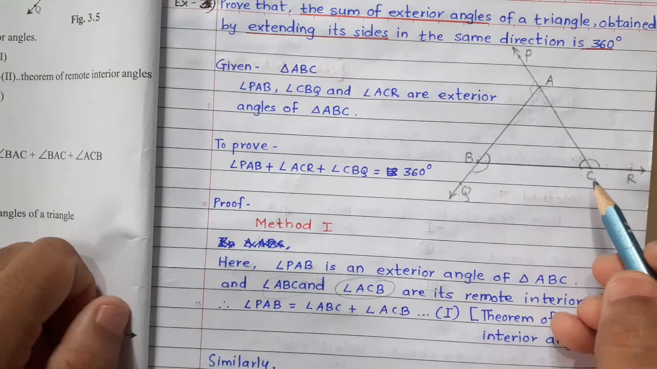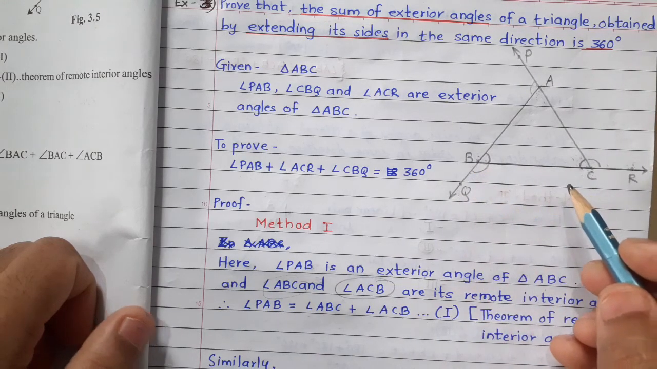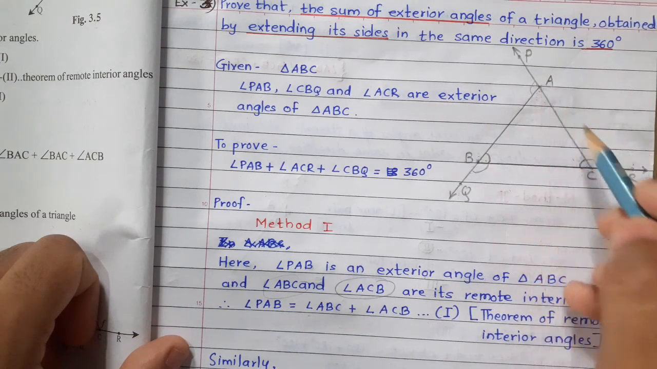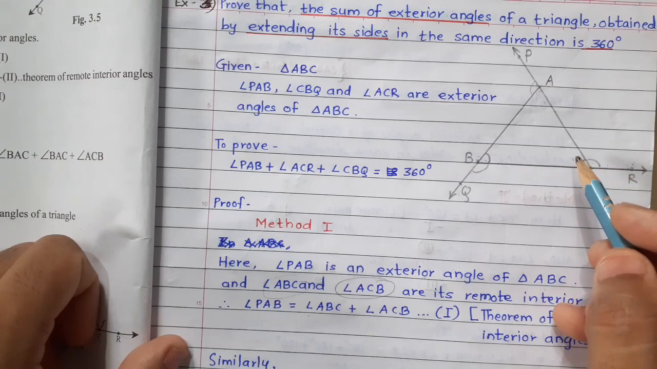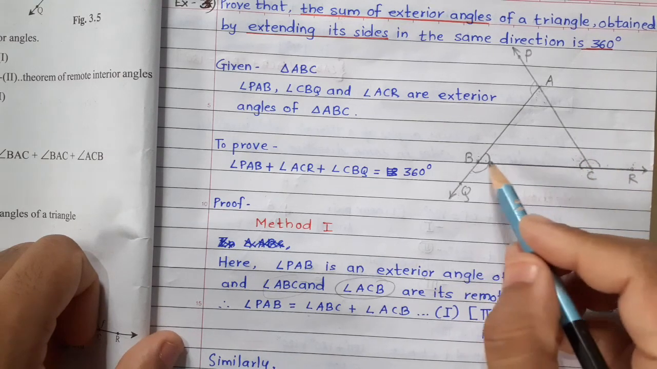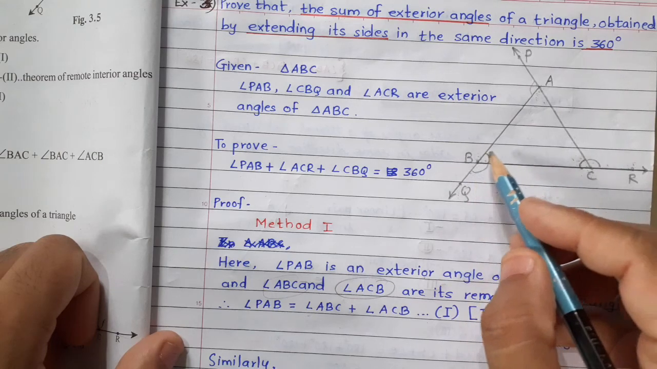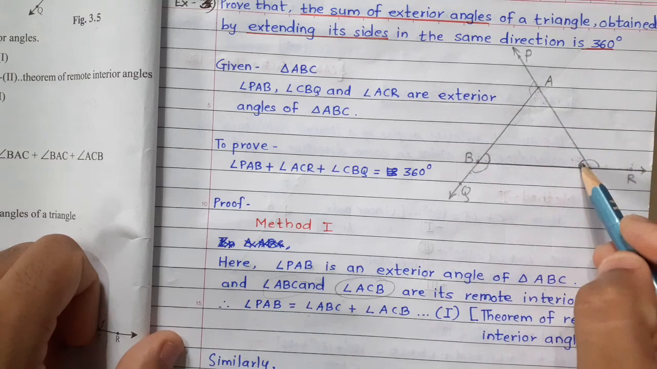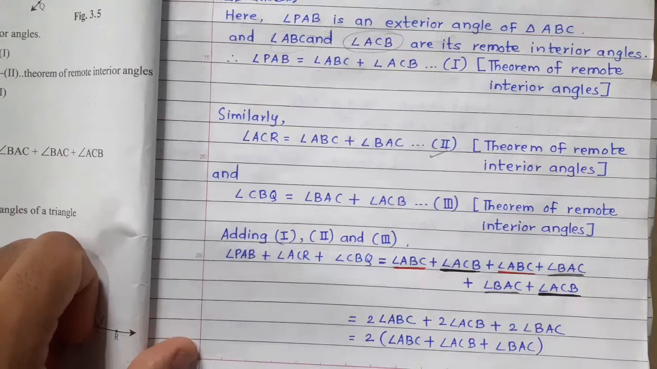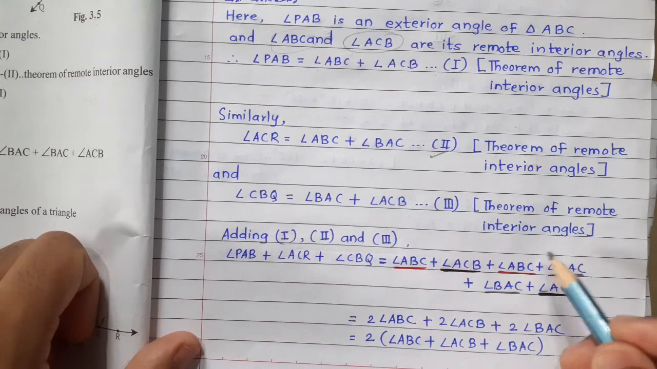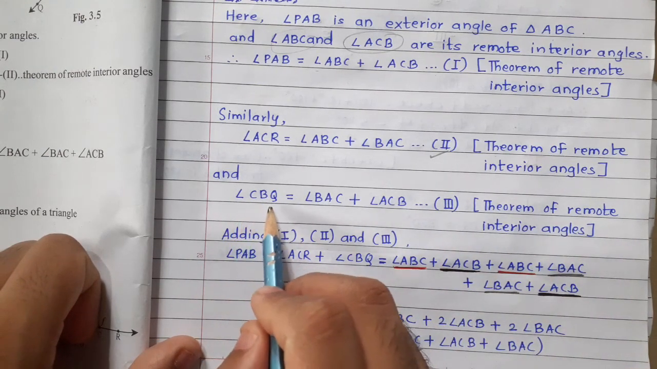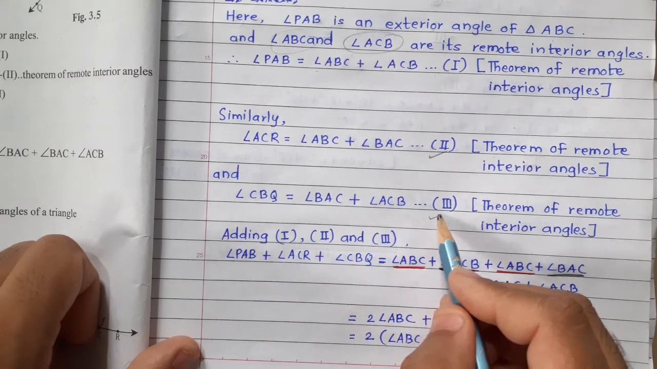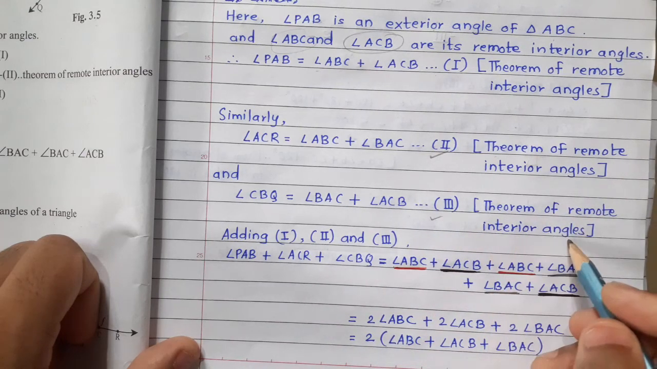And also angle CBQ is an exterior angle of triangle ABC, and BAC and ACB are its remote interior angles. So from the theorem of remote interior angles, we can write angle CBQ is equal to angle BAC plus angle ACB. Give it as equation number 3, and the reason is the theorem of remote interior angles.